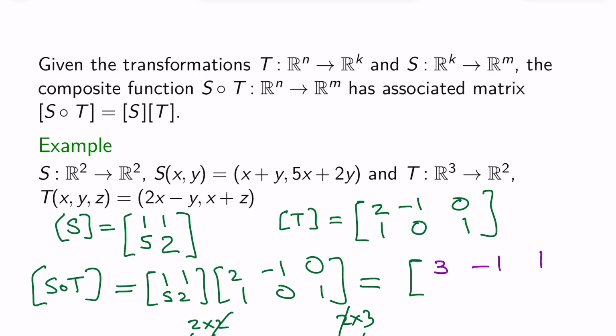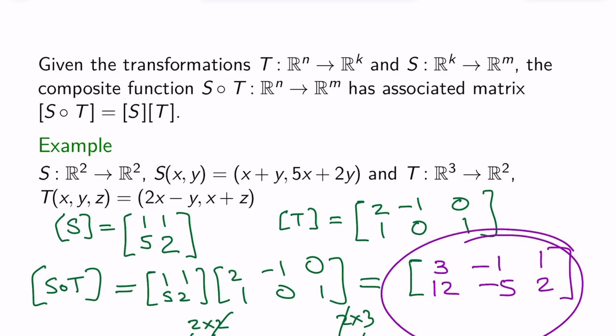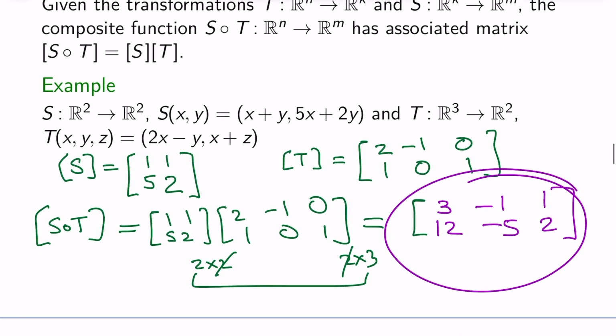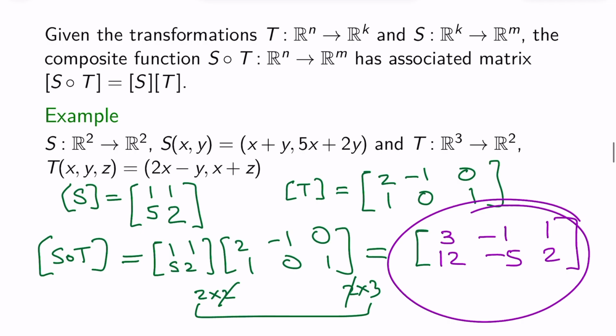So that will be here 5 times 2 is 10, plus 2 is 12, and then minus 5, and then 2. So this is the matrix of the composition. And so then if we actually want the expression of the composition, we just pick this matrix and multiply the matrix by x, y, and z, and we will get the expression of the transformation. So let's do that.